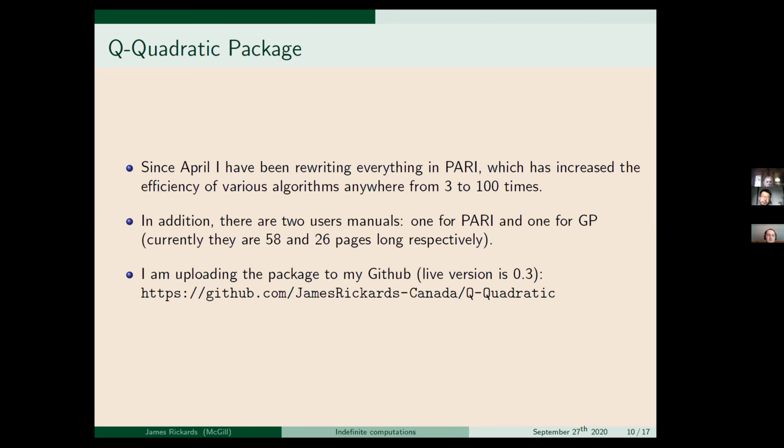And I'm continuously updating my package on my GitHub account. The current live version is version 0.3. The reason it's 0.3 and not 1 is because this is still a work in progress, and there's still a lot more that I want to do, but I haven't yet done. I still have algorithms I have in GP that haven't yet been translated over to PARI.